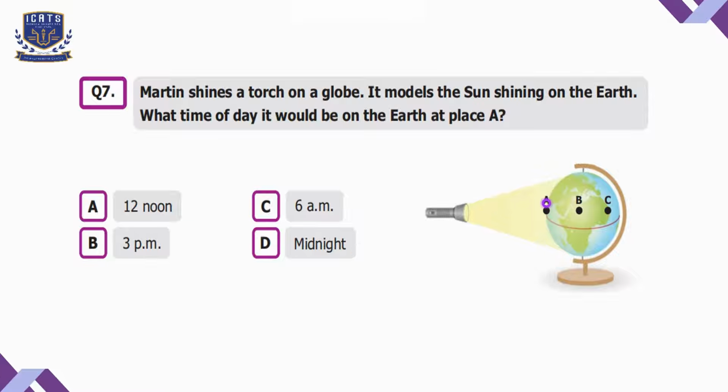So place A is exactly opposite of the torch, which is representing the sun here, and this is the brightest time of the day. So we will select option A here. The time of the day it would be on the earth at place A is 12 noon.